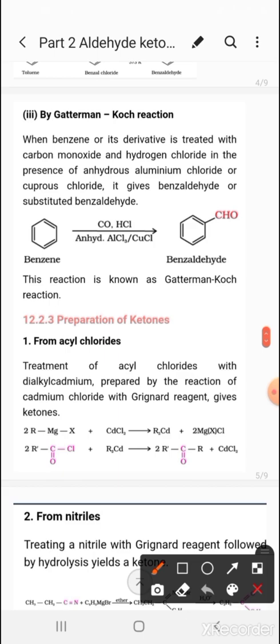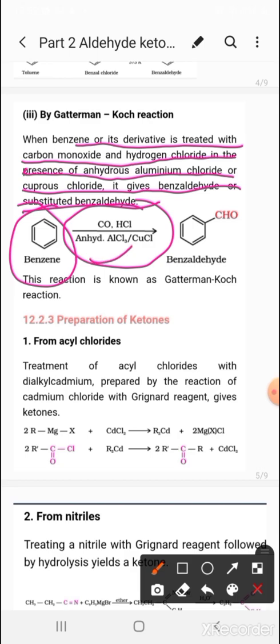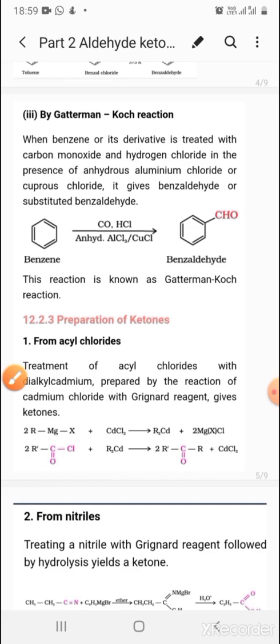Now next is the Gattermann-Koch reaction. When benzene or its derivative is treated with carbon monoxide and hydrogen chloride in the presence of anhydrous aluminum chloride or cuprous chloride, it gives benzaldehyde or substituted benzaldehyde. So this is the benzene. If you react benzene or its derivative with carbon monoxide and HCl in the presence of anhydrous AlCl3 or cuprous chloride, the benzene converts into the benzaldehyde, or the substituted benzaldehyde. This reaction is known as the Gattermann-Koch reaction. Again, a very important name reaction.